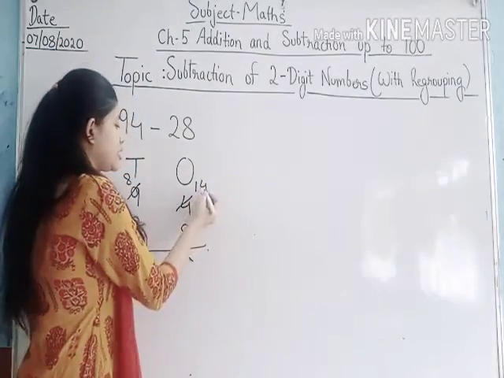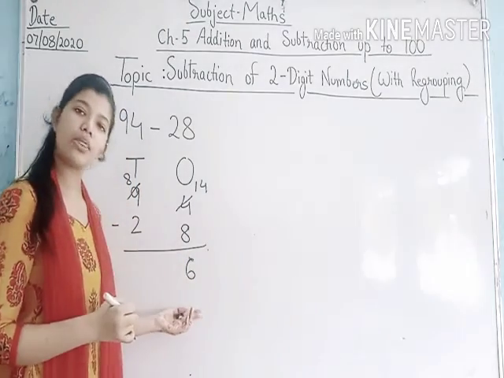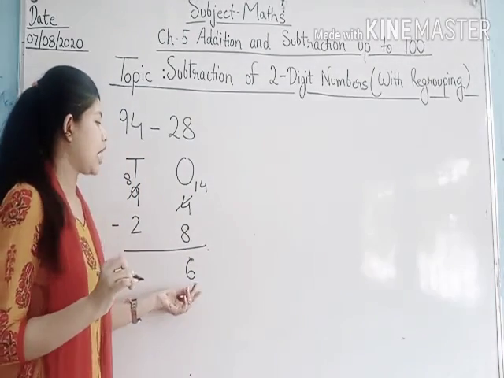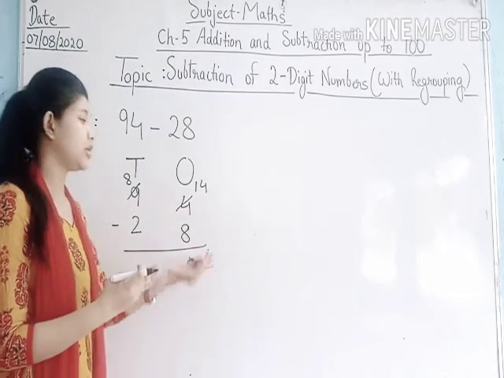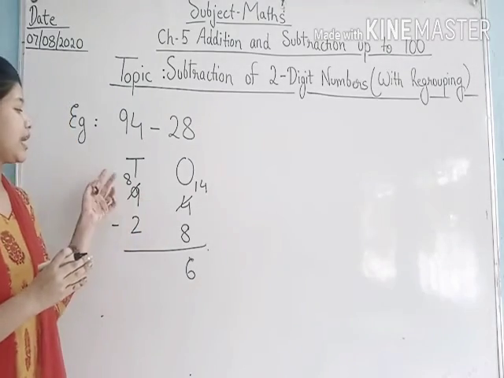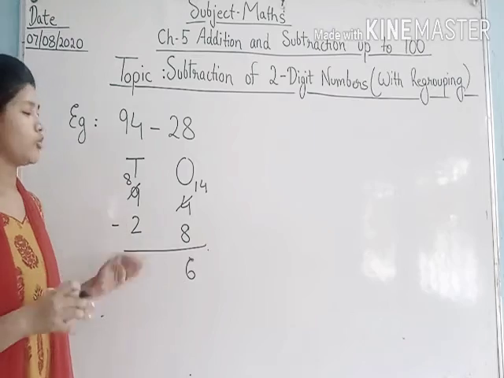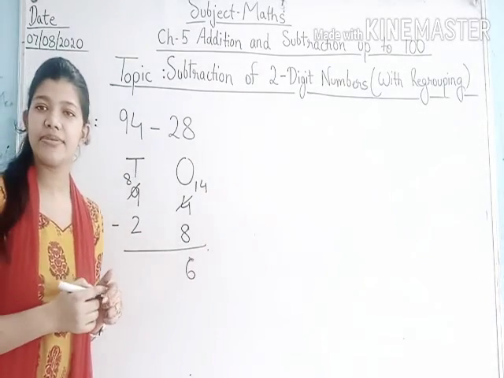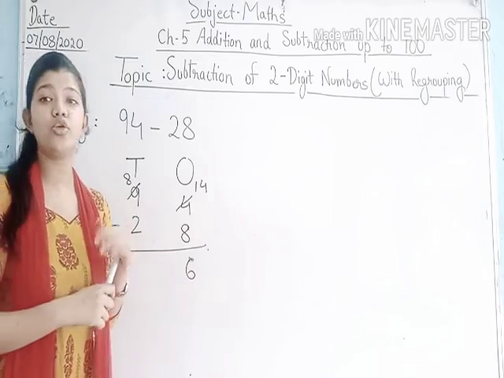Okay, so 15 minus 7 is equal to 8. Okay, clear? Now, after solving the ones column, we will come to the tens column. Okay, so in the tens column, there are 2 digits now. Yes, so 8 minus 2. Now, this we can easily subtract. Yes, as 8 is a bigger number, so we can subtract 2 from 8.